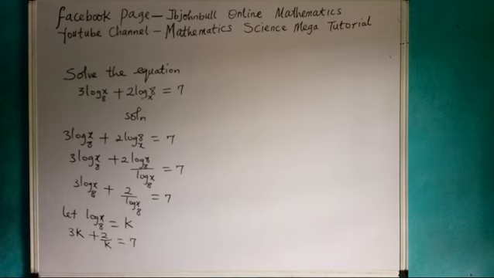Okay, I'm going to multiply all through by the LCM. Don't forget that the LCM will be k. If the LCM is k, I will use k to multiply here. I will have 3k squared. I will use k to multiply this very one, I will have 2 as my answer. I will also use k to multiply here. I will have 7k.